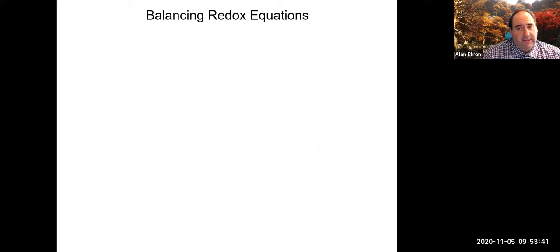When we do assign oxidation states, there are a couple of rules that we talked about. The first one is that pretty much anything that's uncombined in its natural state will have an oxidation state of 0.